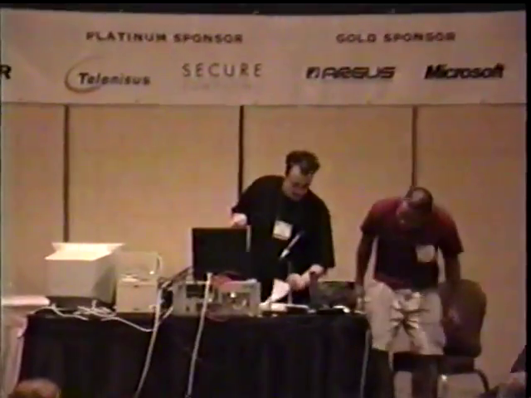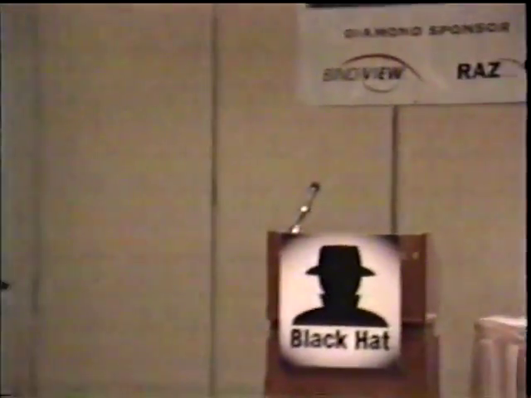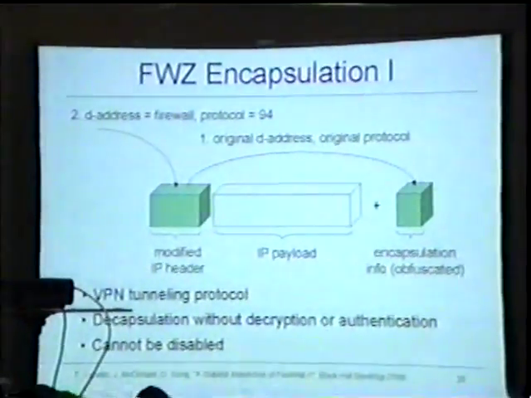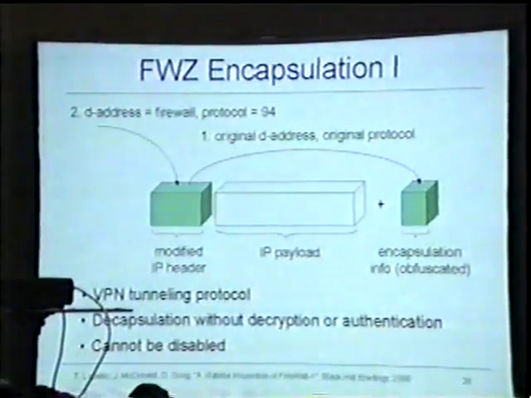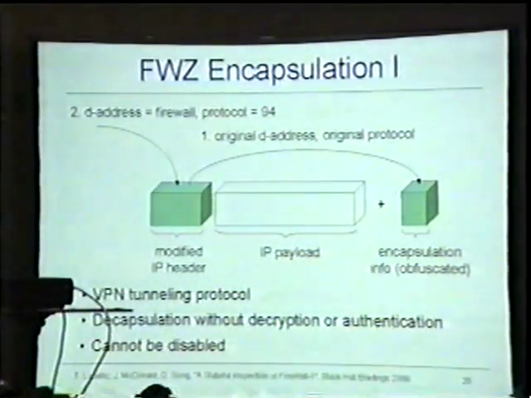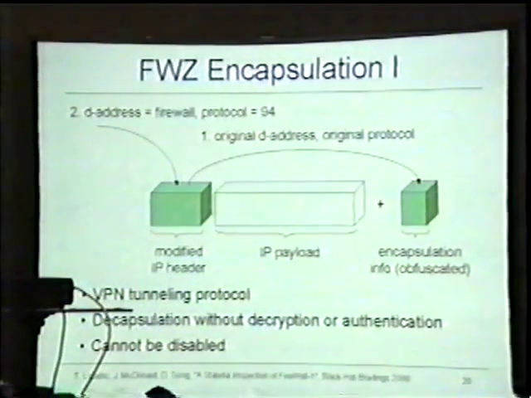Okay. So this is interesting. This is FWZ encapsulation. It's what they used to use for SecuRemote clients. It's a really lightweight tunneling protocol, and we're going to use that in a lot of our attacks. The interesting thing is you can send packets to a Firewall-1, almost any version we've seen from 3.0 to 4.1, in IP protocol 94, and the Firewall-1 will decapsulate it, and you don't need to authenticate, and you don't have to encrypt your packets or anything.